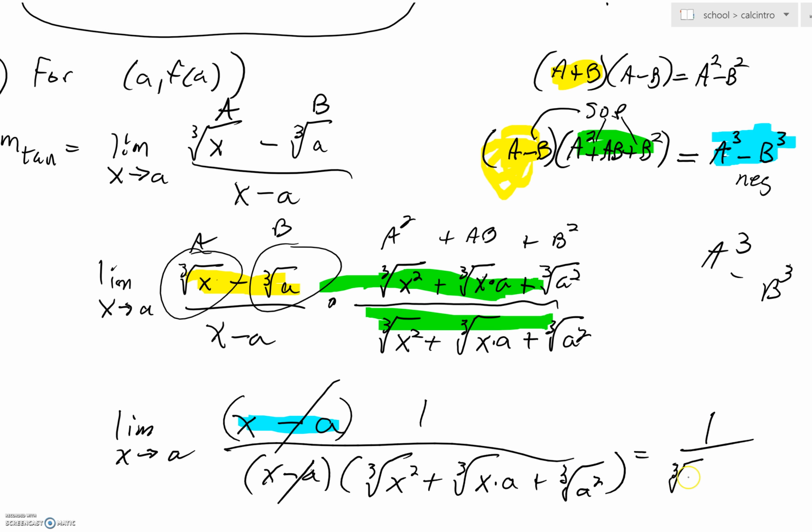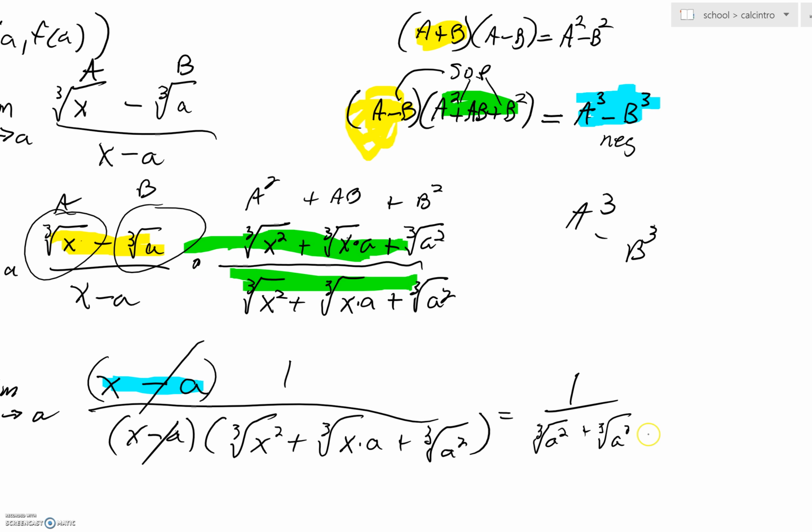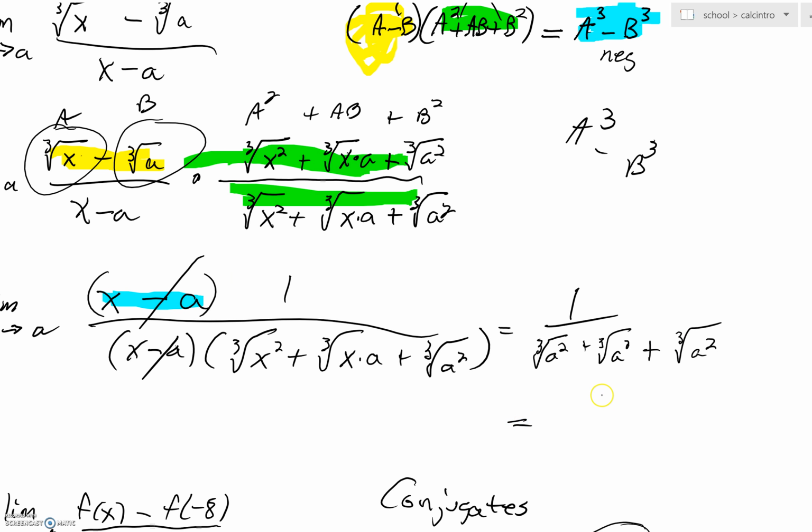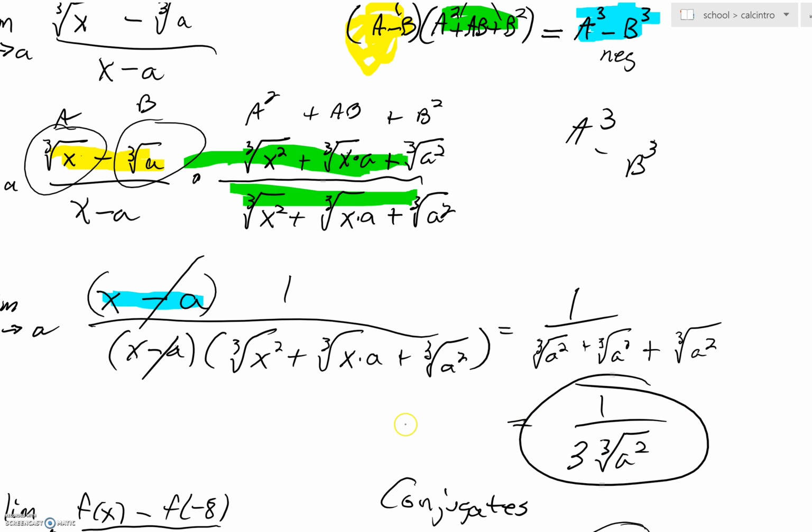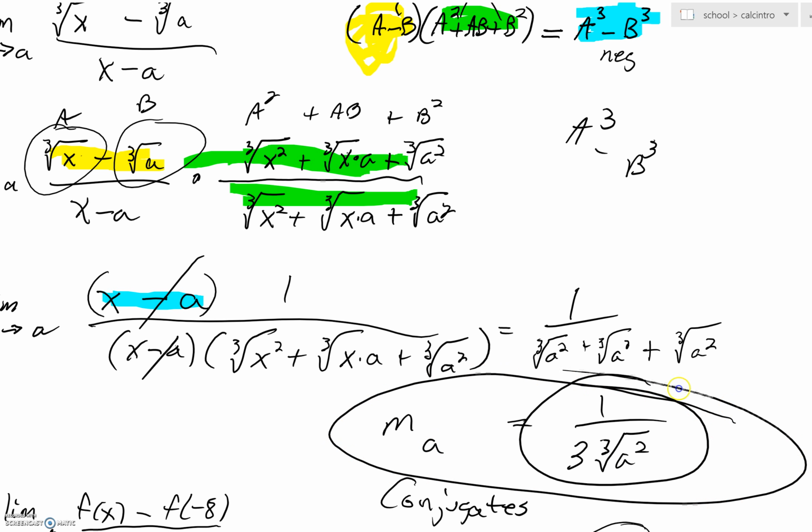You'll have the cube root of a squared plus the cube root of a squared plus the cube root of a squared. Well, I don't know about you. I see 3 of the same thing down there. Guess what your final answer is? 3 of these things right here. This is the tangent line slope for any a value that you'd like. Any a value that you'd like.